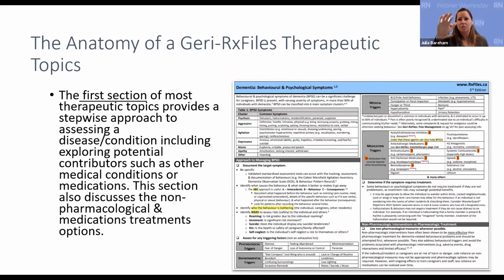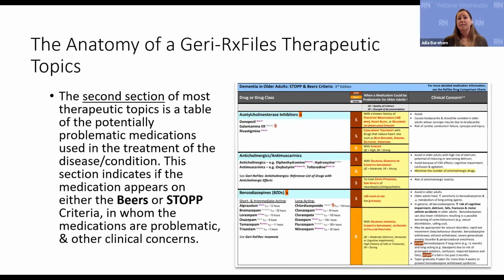And ideally, you could just go down the columns as you're assessing a patient for that particular condition to determine if there's a way you can optimize it with medications or with non-drug options. In the second section, with those various conditions, you will see tables of what we call potentially problematic medications that might be used for the treatment of the disease or condition.